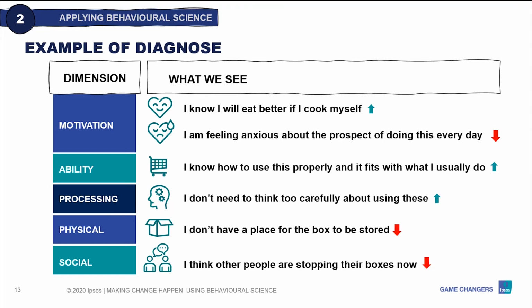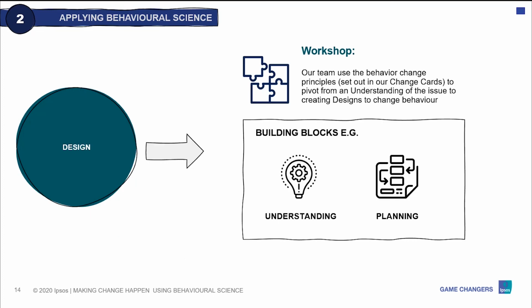Ability: know how to use it, fine, not an issue. Don't need to think very carefully about using it, so people have got into a routine. It's a bit more automatic. Don't have a place to store the box. Okay, that's a bit of a problem, and more of an external environmental problem rather than necessarily an inner psychological issue. Perhaps then social norms: but everyone else is stopping doing it now, why would I continue? So you can see, these are familiar barriers and drivers. But what we are doing is locating them in a wider psychological science framework so we can get a different lens on them.